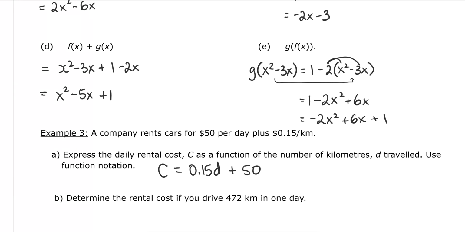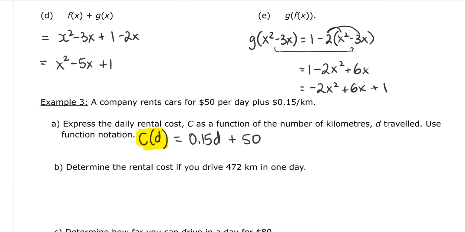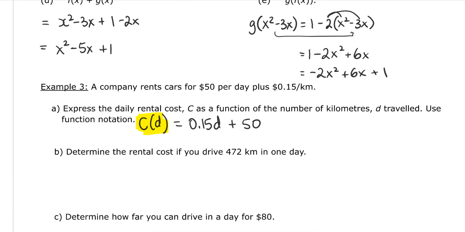In function notation, I'm going to change the left side where it says function C, whose input is D in brackets. Okay, so that's now function notation. But when I evaluate this for any value of D, my end result is just the cost. It's just going to be C. Okay. So if I'm asked to determine the rental cost of driving 472 kilometers in one day, I'm saying here, what's the cost when my input is 472. So if my input is 472, everywhere that I have my D value, my input, in the expression on the right side, I'm going to replace that with 472. So 0.15 times 472 plus 50.